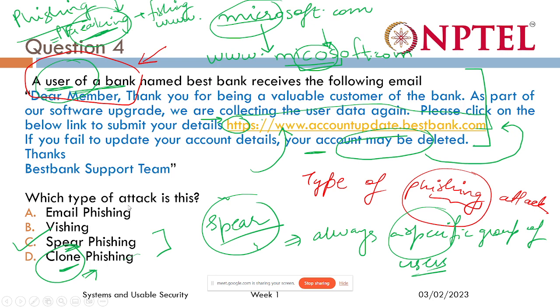In that case, can we consider spear phishing as a subset of email phishing? Might be. Okay. Please check on this whether it can be or cannot be. Shall we move forward?